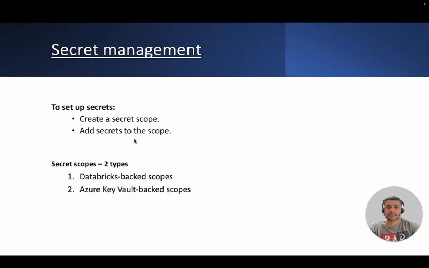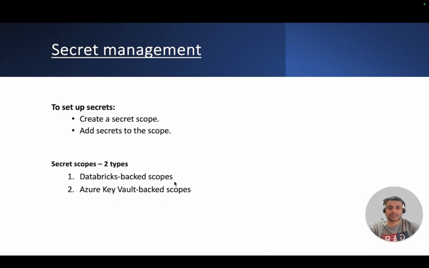Managing secrets begins with creating a secret scope and adding secrets to the scope. What is a secret scope? A secret scope is a collection of secrets which are identified by a name. In Databricks, there are two types of scopes available. One is a Databricks-backed scope and the second one is an Azure Key Vault-backed scope.